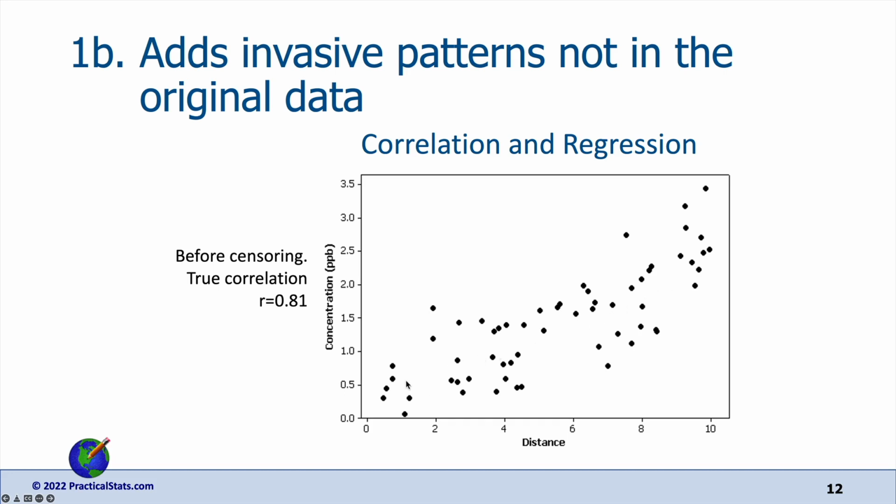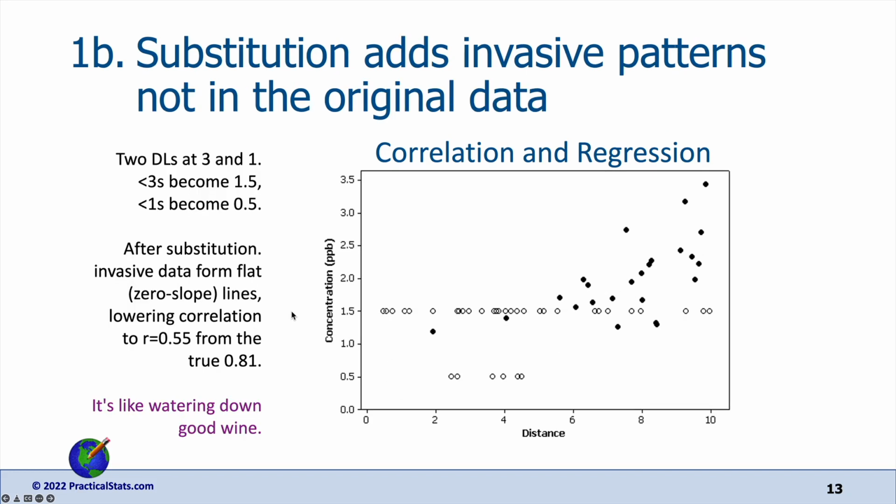So here again, I've generated data to know that there is a significant trend up. There is a significant regression. If you fit a straight line to this, there is a significant correlation. That correlation coefficient initially is 0.81. Then I'll go ahead and use two detection limits at 3 and 1. All the less than 3's become 1.5. That's the upper flat line here with open circles. And because of some different conditions, they used a lower detection limit at times. May have been a different laboratory or some other cause. And so those less than 1's become 1/2.